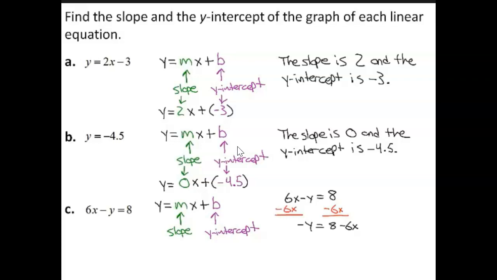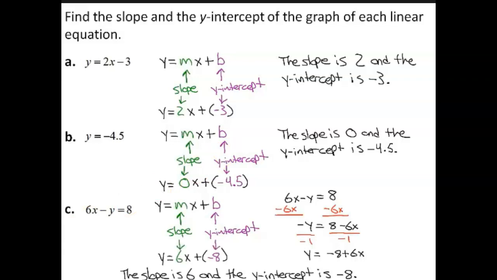Next, divide each side of the equation by -1. y equals -8 plus 6x. So the equation can be written as y equals 6x plus -8. So the slope is 6 and the y-intercept is -8.